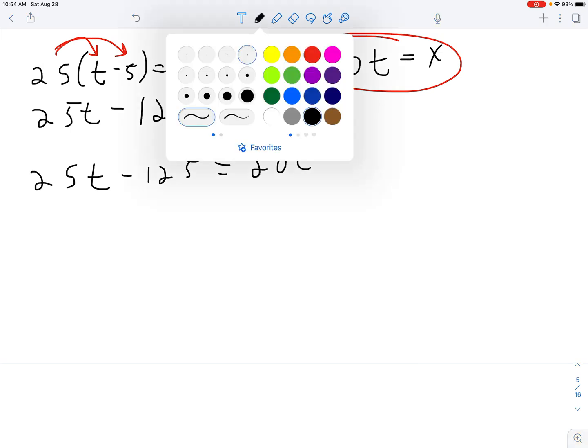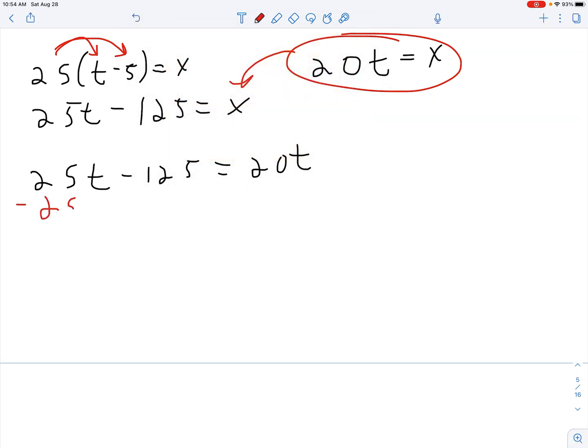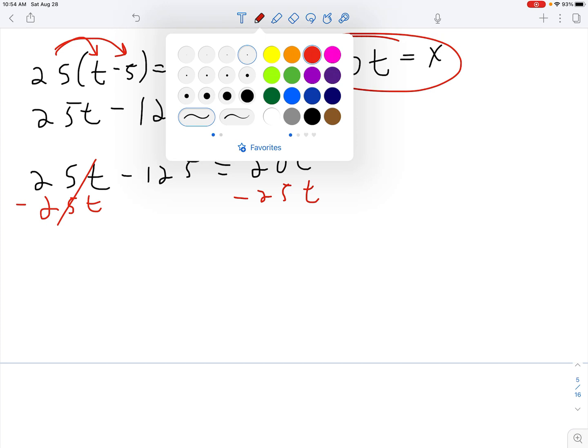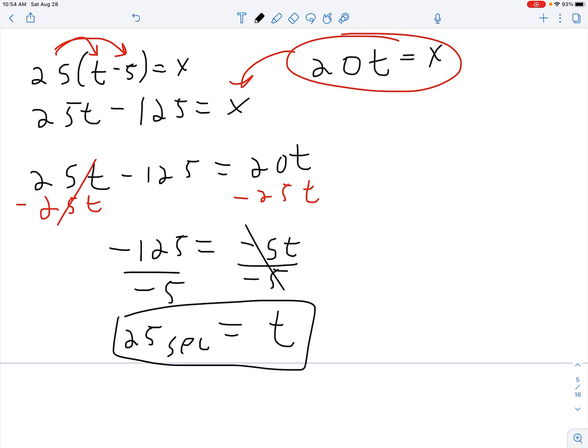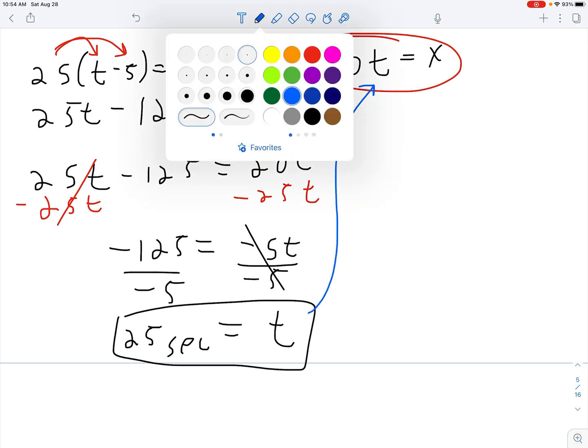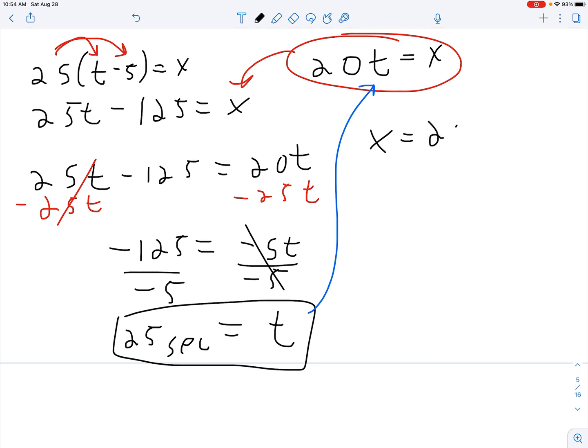Okay, I am going to subtract 25t. And then I would get -125 equals -5t. I can divide both sides by -5, and I get t equals 125 divided by 5, which is 25 seconds. I can then take that and plug that back up into here, and I get x equals 20 times 25, which is 500 meters.